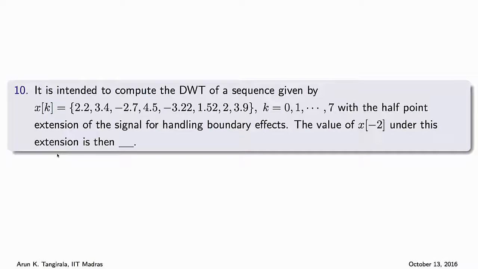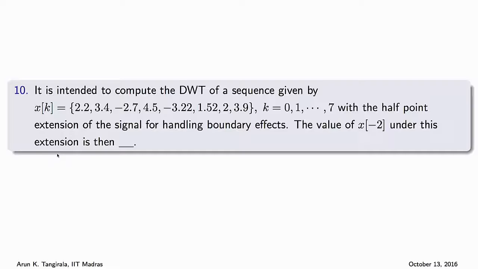Here we are doing a half point extension, and in a half point extension the symmetry, whether you look at the left or the right, would be such that it would be midway between the border values. So, for example, here in this sequence we have 2.2 as a first value and 3.4 as a second value and so on. And if you were to look at the left extension, why am I interested in left extension? Because the question is asking me to look at the left x at minus 2.